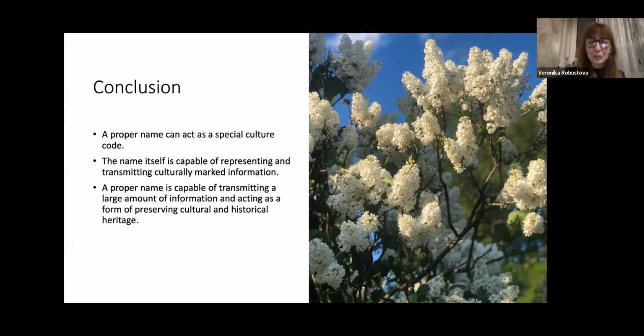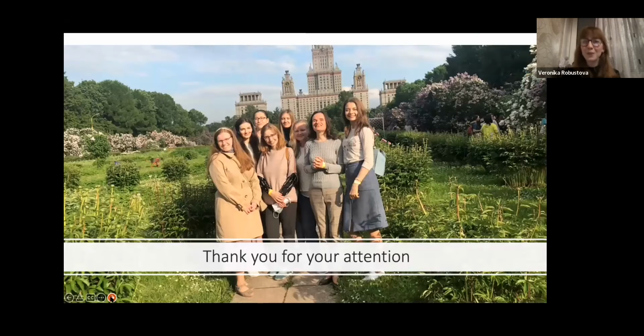So, and the last one, a proper name is capable of transmitting a large amount of information and acting as a form of preserving cultural and historical heritage. And thank you for your attention. And that's the picture of the university, of our botanical gardens, and that's the two alleys. The one alley is full of mostly this French lilac, and that's another alley, Kolesnikov's alley, and my students here.